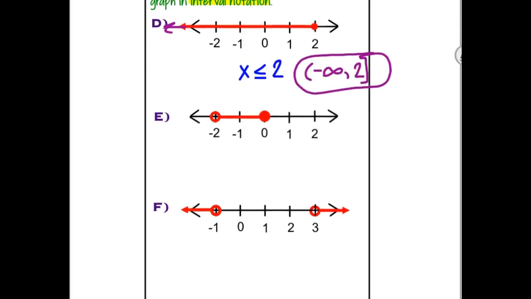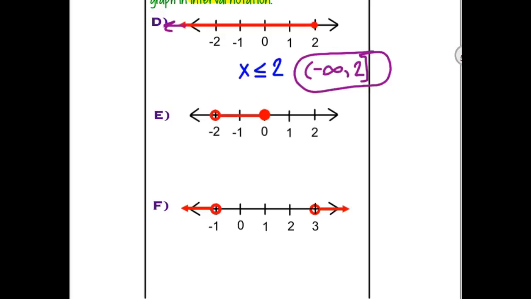E, now I see that my highlighting is in between -2 and 0, so my interval goes from -2 to 0. It's an open bracket at -2 because the circle is open, and closed at 0.